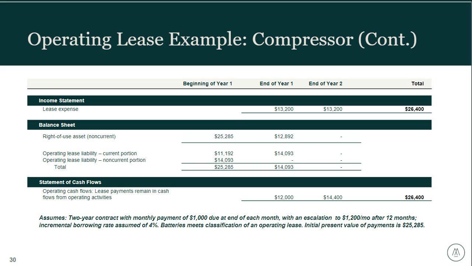Your right of use asset will equal the present value you bring on in your liability. We broke out the current and non-current portion there to show the next 12 months, how that looks. And then in terms of operating cash flows, the lease payments are indirectly in the operating section because your lease expense will be in your net income.